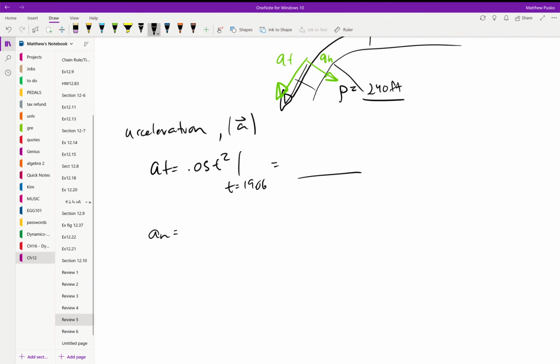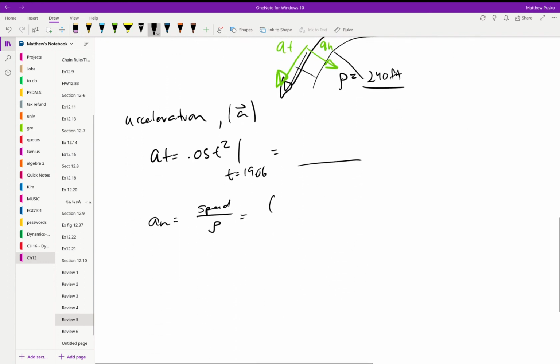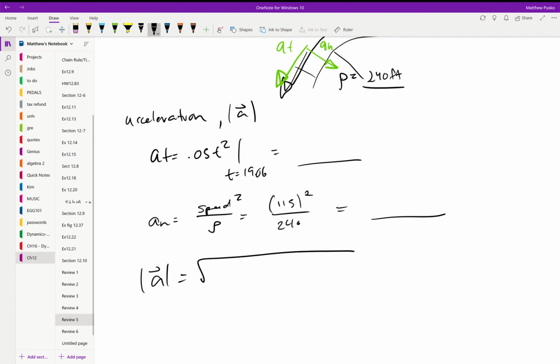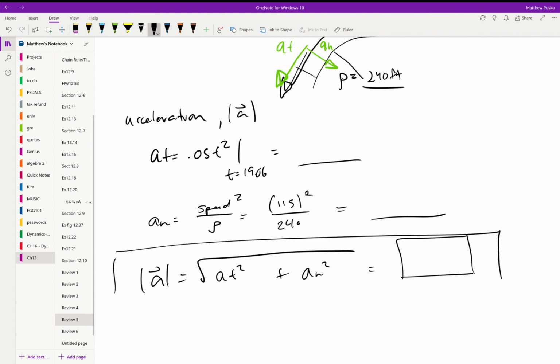The normal component of our acceleration can be found by taking the speed at that instant, squared, and dividing it by rho. Well, rho is a constant radius. We have the speed as 115 feet per second. We need to square that and divide by rho, which is 240. Now, whatever this number is, we can take both of those and find the magnitude as such. So whatever that comes out to is your answer.